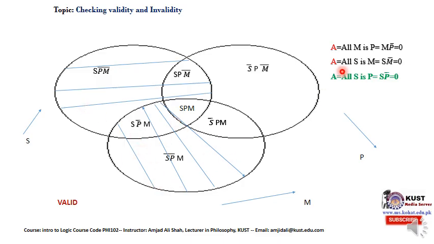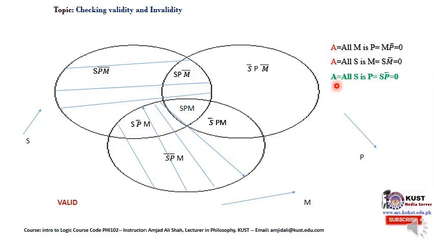Now we have the second premise, All S is M, SM̄ is equal to 0. Now we have SM̄ and SM̄. You are supposed to shade this as well. As far as the conclusion is concerned, remember that you are not supposed to diagram the conclusion. I again repeat that you are not supposed to diagram the conclusion. Why? Because you are only supposed to look for the conclusion after diagramming the premises.